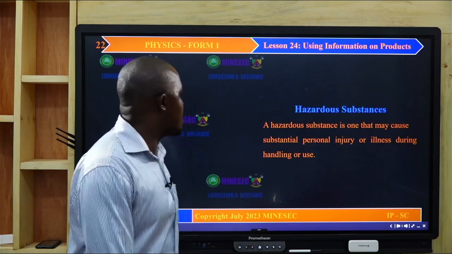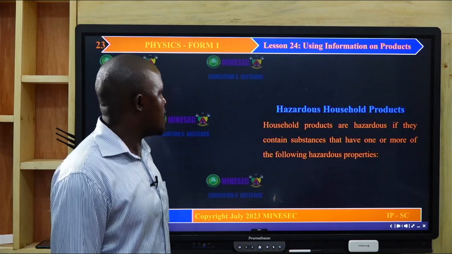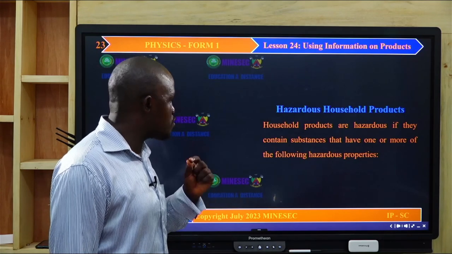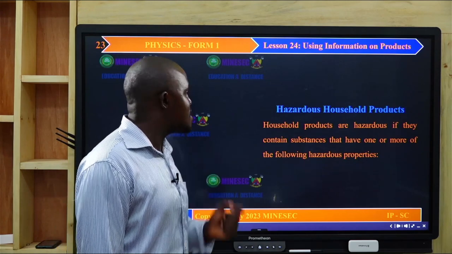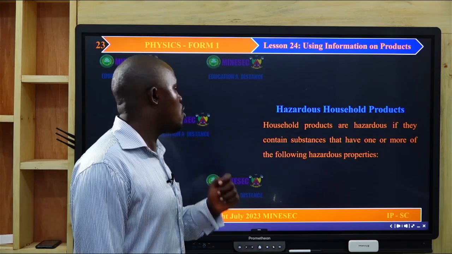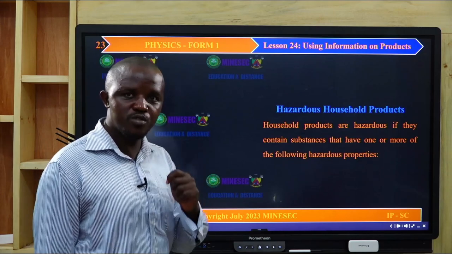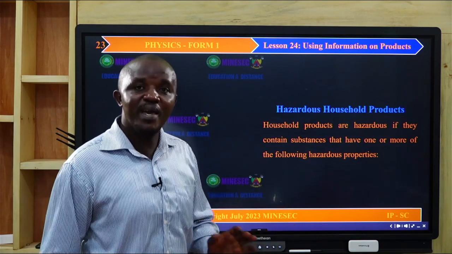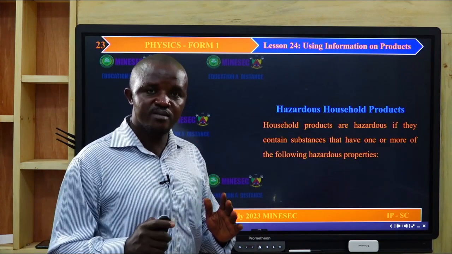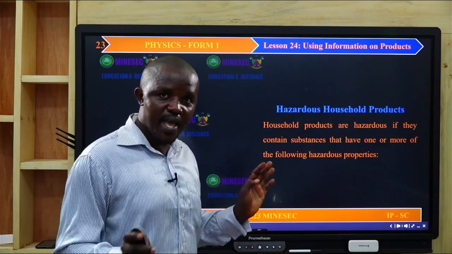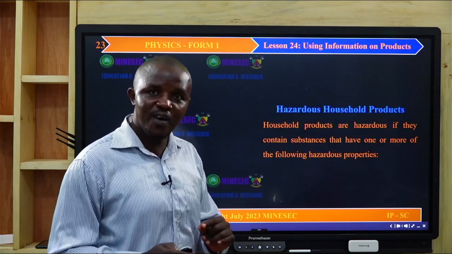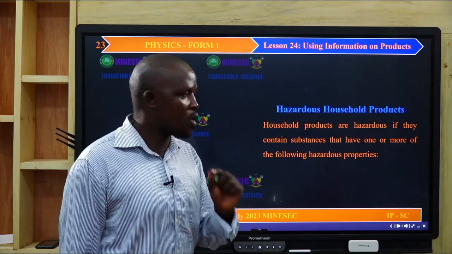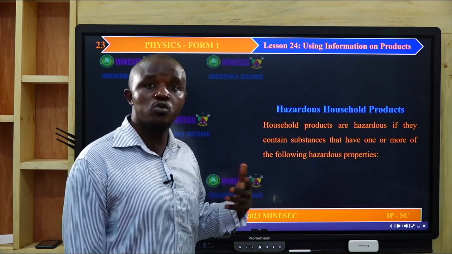Okay. Now, hazardous household products. Household products are hazardous if they contain substances that have one or more of the following hazardous properties. It may have just one of the properties. It may have more than one of the properties that we're going to mention here. And in any case, we shall classify such a product as a hazardous product or hazardous household product or substance.